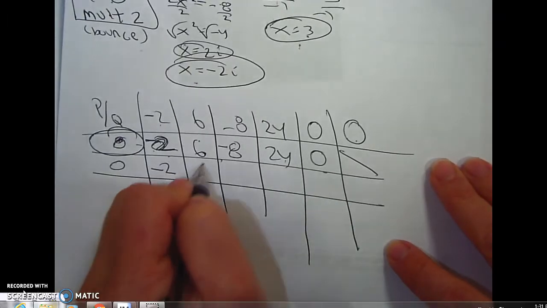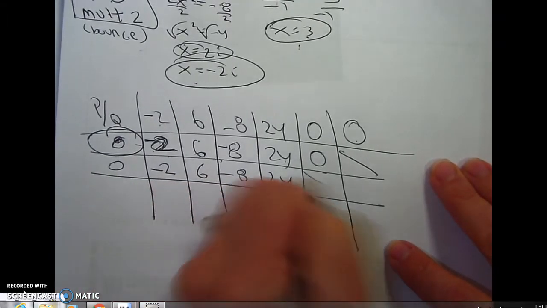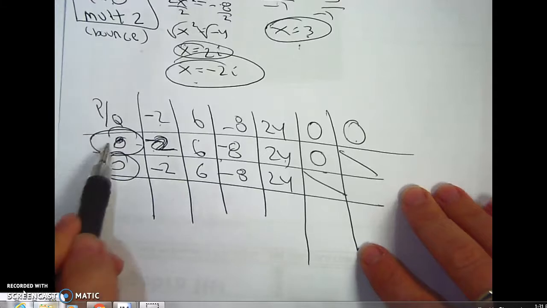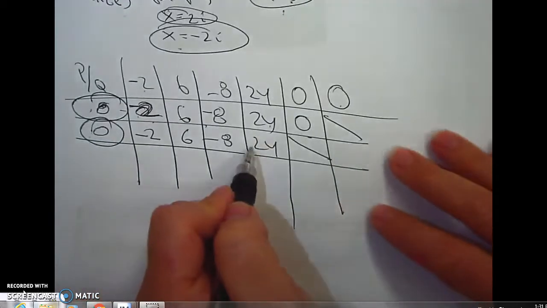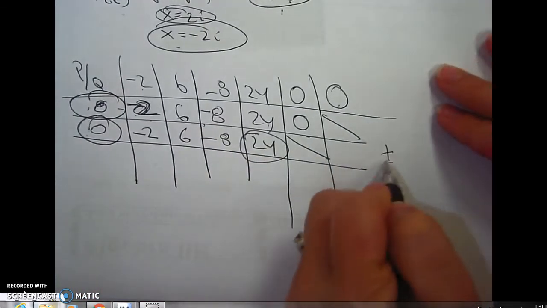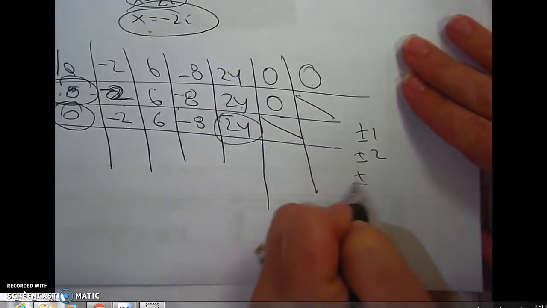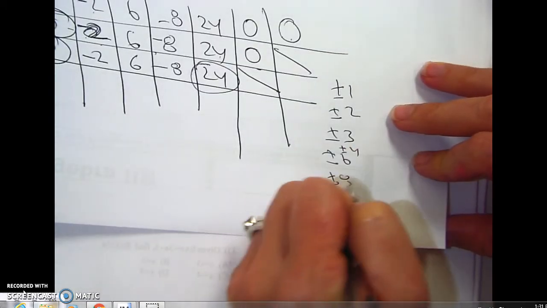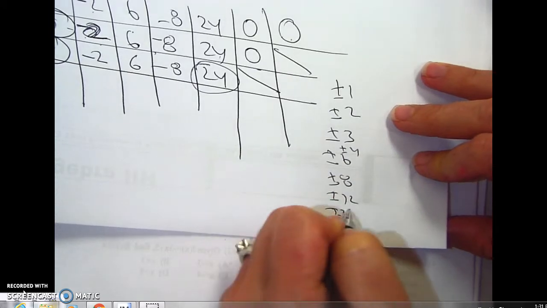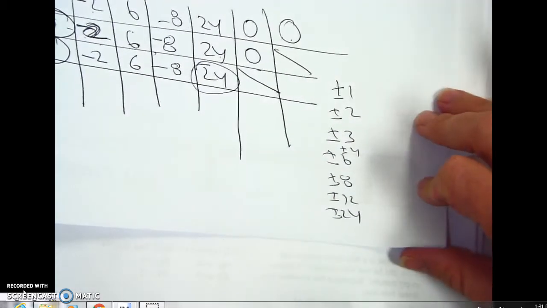Bring down the negative 2, 6, negative 8, 24, done. These double zeros tell you the multiplicity too. So now if you look at 24, my new P is plus or minus 1, plus or minus 2, plus or minus 3, plus or minus 6, forgot plus or minus 4, plus or minus 8, plus or minus 12, plus or minus 24. You have so many options that this is why factoring is nice.